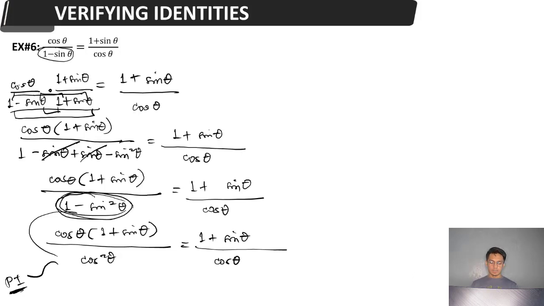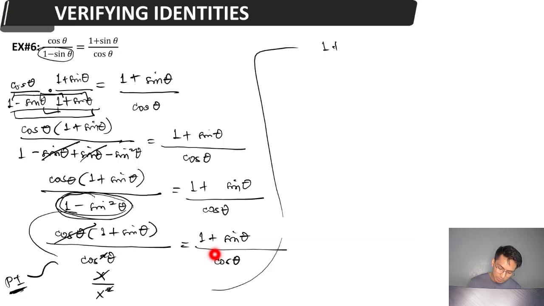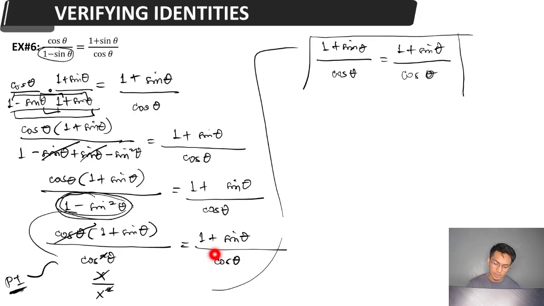And ngayon, algebraic method, pwede natin i-cancel ito. This cancel na kasi merong square dito. So, parang x over x squared lang yan. Makakancel na x sa taas. And this is x na lang. So, lagay na natin dito. This is now 1 plus sine theta over cosine theta na natira dahil nag-cancel tayo is equal to 1 plus sine theta over cosine theta. So, equal na siya. We have verified example number 6 as an identity.